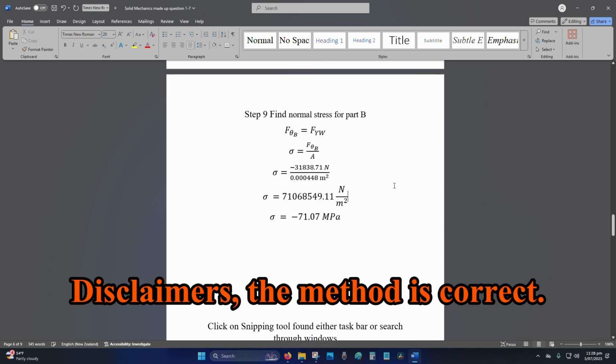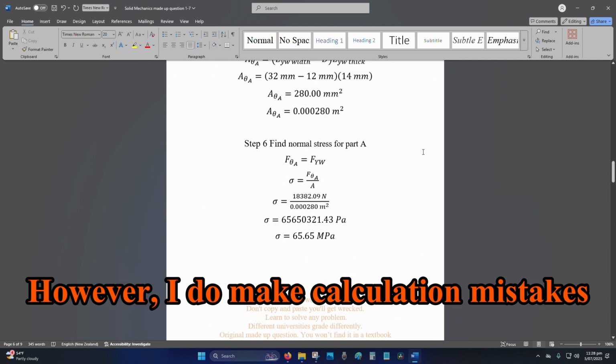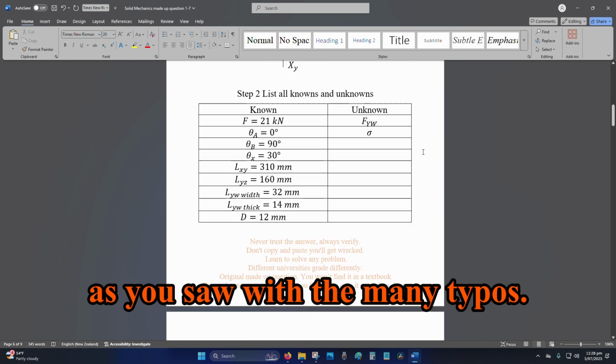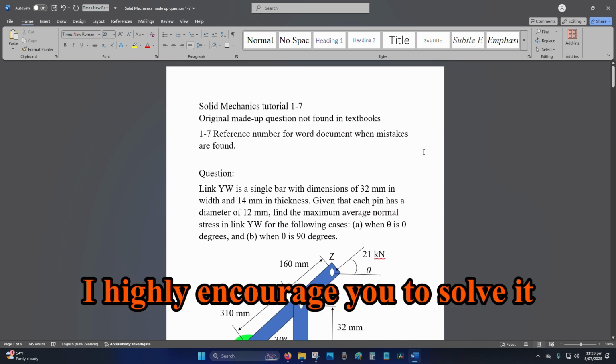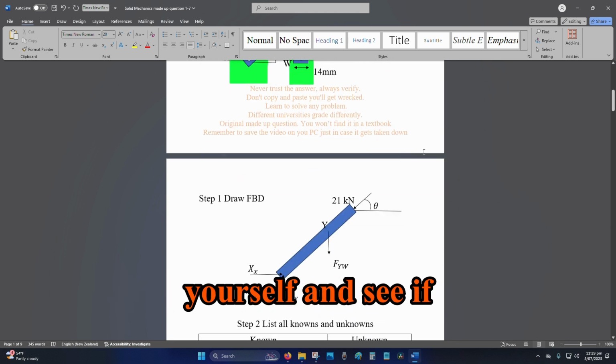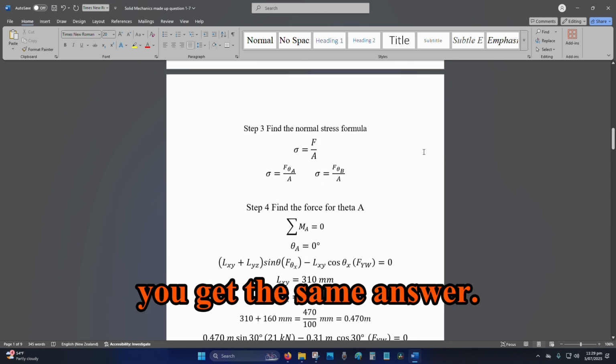Disclaimers, the method is correct. However, I do make calculation mistakes, as you saw with the many typos. I highly encourage you to solve it yourself and see if you get the same answer.